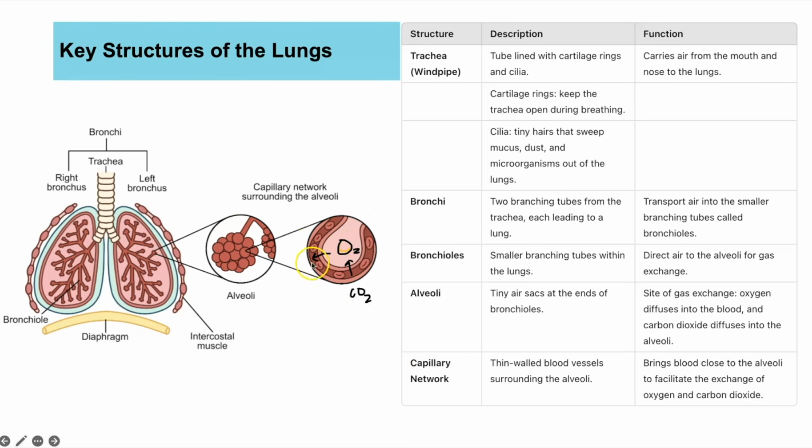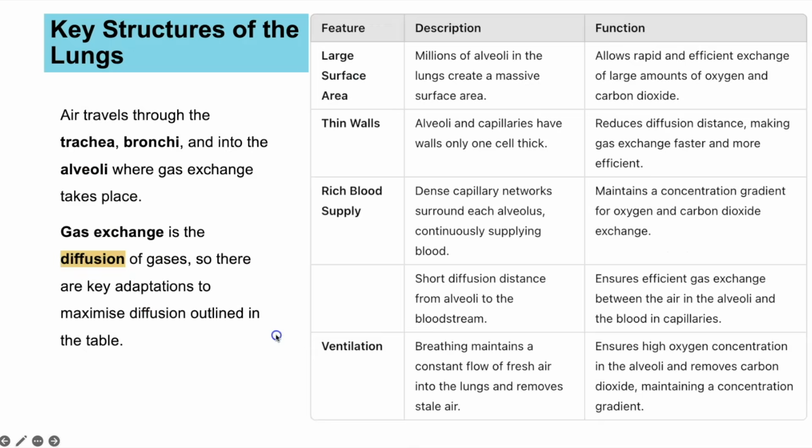And as we zoom in, we can just see one capillary here, but you have lots of capillaries surrounding all of the alveoli. The alveoli is literally the site of where gas exchange happens. Gas exchange just means the diffusion of the gases. So oxygen diffusing into the blood, and carbon dioxide diffusing out of the blood.